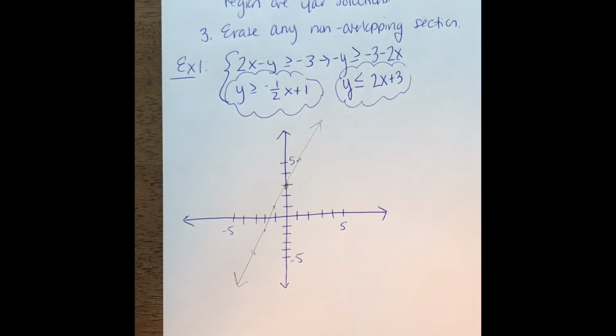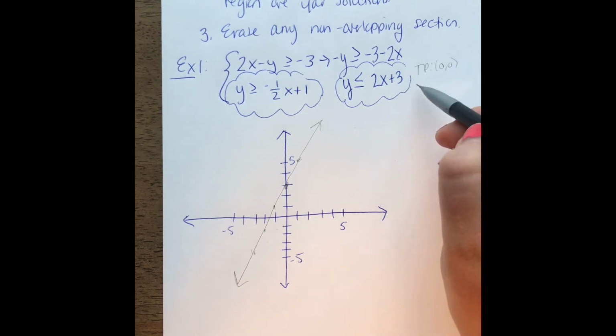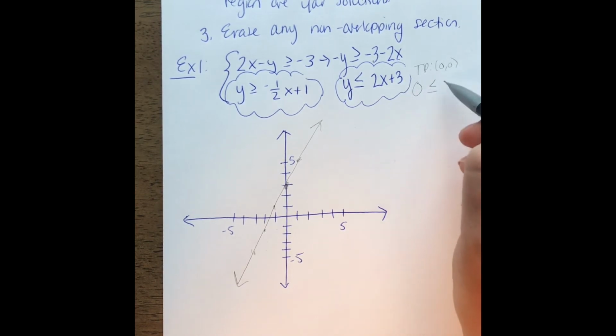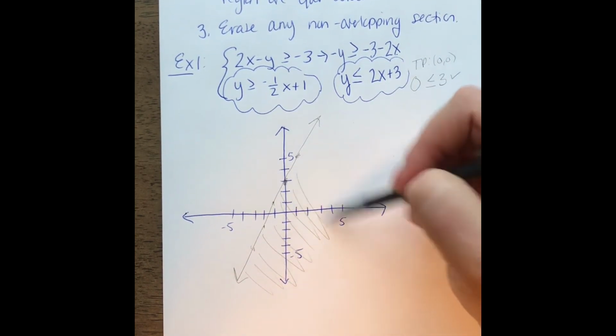And remember, when we deal with inequalities, we have to do a test point. A good one is 0, 0. When I plug 0, 0 into that, I get 0 is less than or equal to 3, which is a true statement, so I would shade down below.